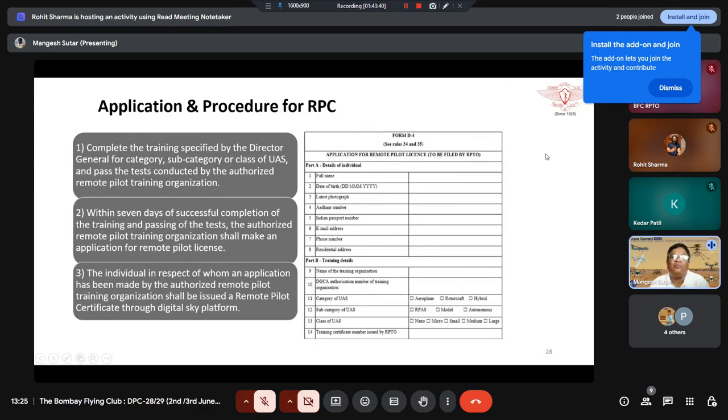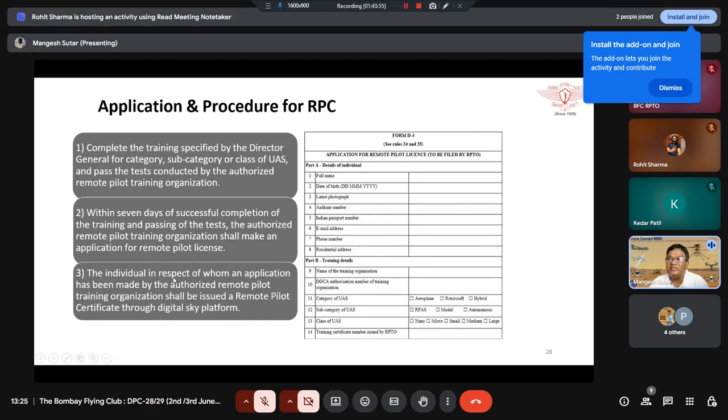I will be filling this form, or my team will be filling this form on behalf of you. We will be making the application to DGCA. We will be paying the fees required to make that application to DGCA, and within 7 to 10 days, you will get your remote pilot certificate.